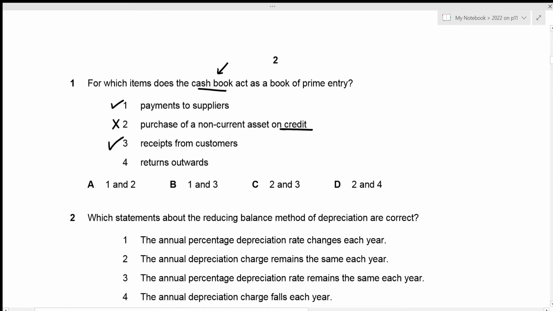So 3 is correct. And the fourth one is returns outward. So we just return goods to our suppliers, which does not involve any sort of cash. So this should not be recorded in our cash book, which means that the only items that we will be recording in the cash book will be 1 and 3, which is given in option B. So that will be the correct answer. This concludes the first question. We can now move towards the second one.